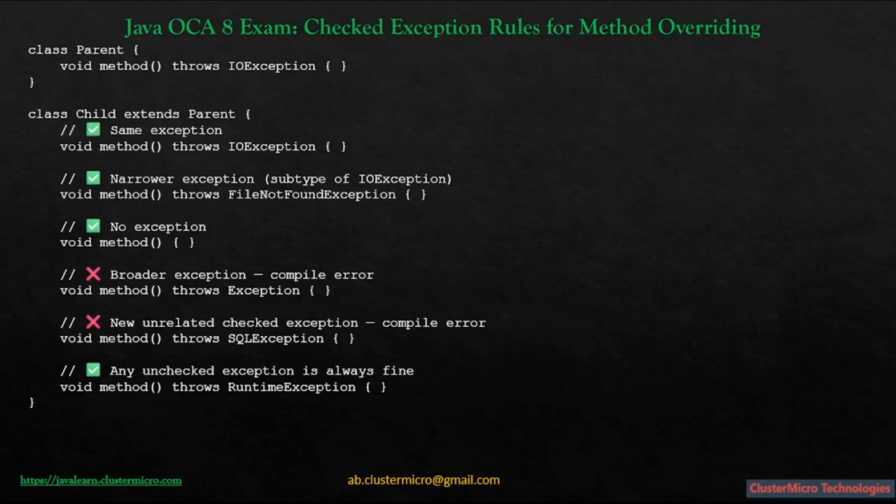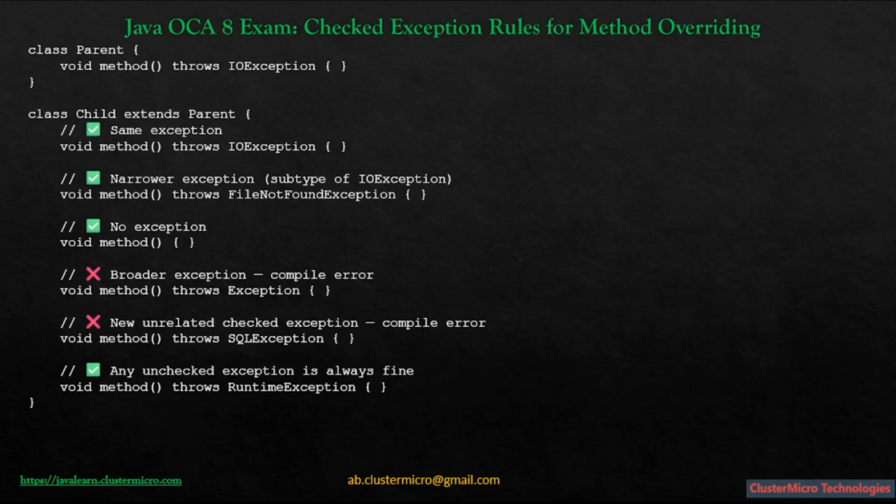Okay. So next we have unrelated checked exception, compile time error. So void method throws SQLException. SQLException has nothing to do with IOException. The caller never prepared for it. Same problem as before. The child is introducing a surprise the caller cannot handle. So it will lead to compile time error. And then we have void method throws RuntimeException, and it is an unchecked exception. So unchecked exceptions are exempt from this rule entirely. The compiler never forces callers to handle unchecked exceptions in the first place. So adding one in the override cannot break anything. So you can throw any unchecked exceptions in any override regardless of what the parent declared.